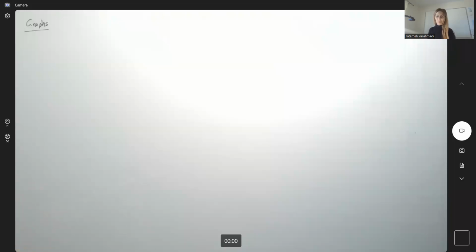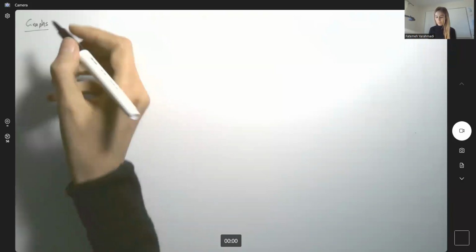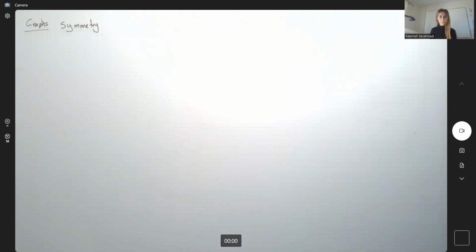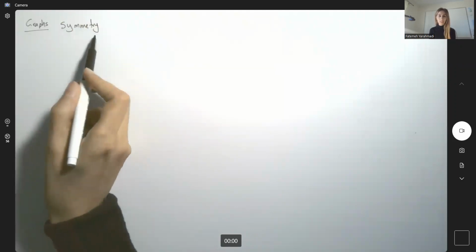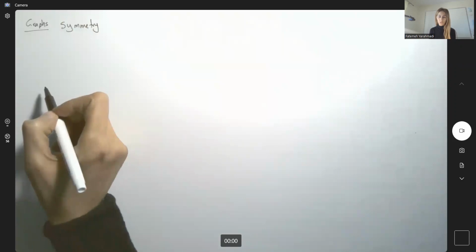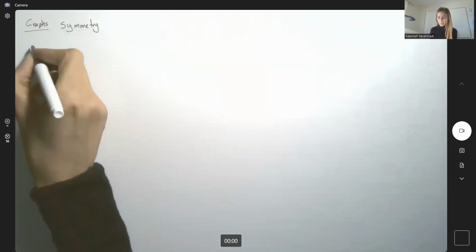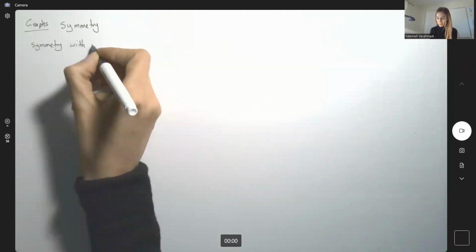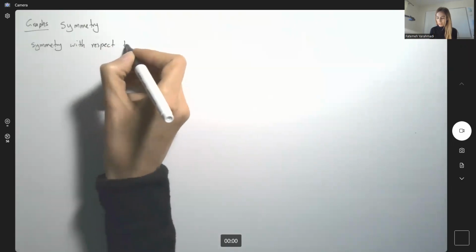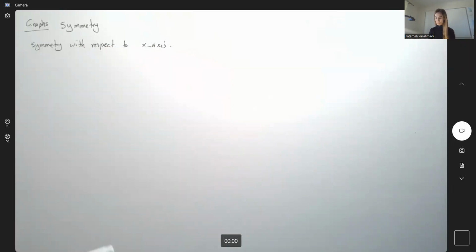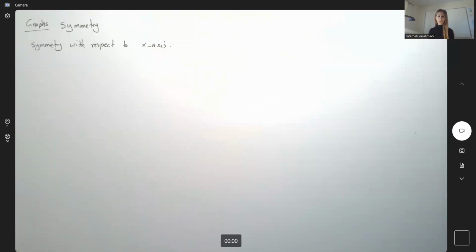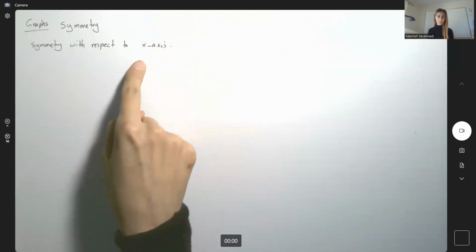Now we're going to introduce symmetry here. Okay. So some graphs have symmetry with respect to x-axis. Symmetry with respect to x-axis. Very good. How do we analyze these types of equations and their symmetry with respect to x-axis?